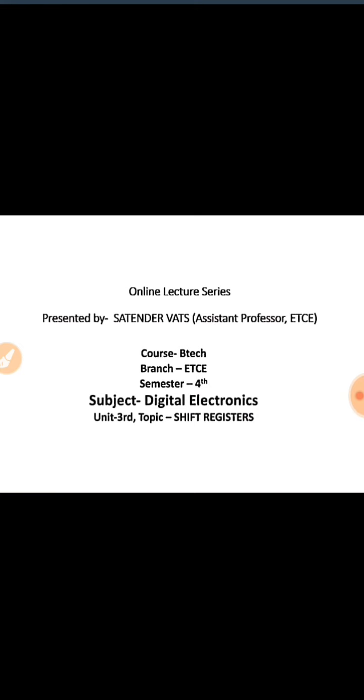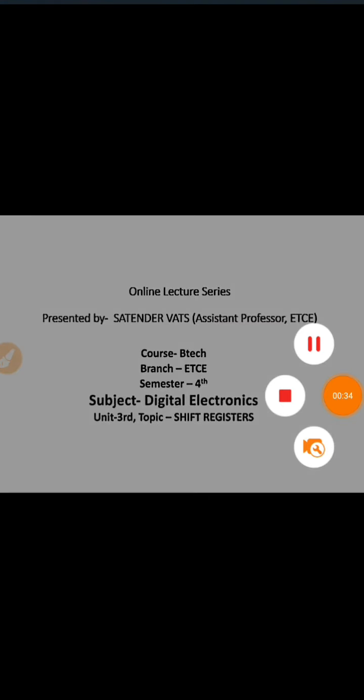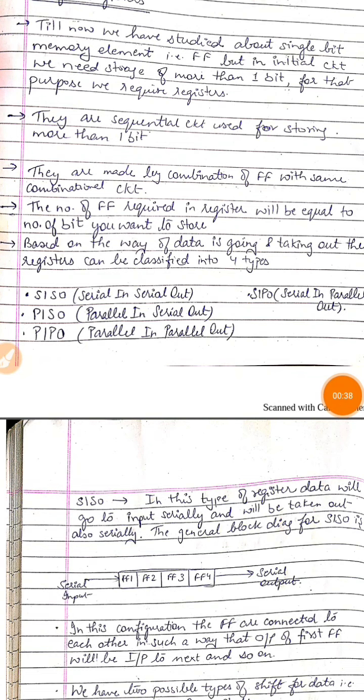So our today's topic is shift registers, which is a topic of Unit 3 in Digital Electronics. So let's start. Our today's topic is shift registers.